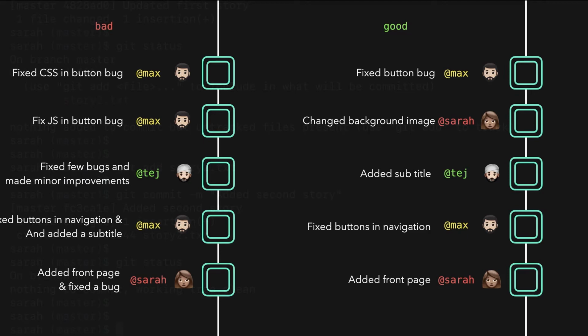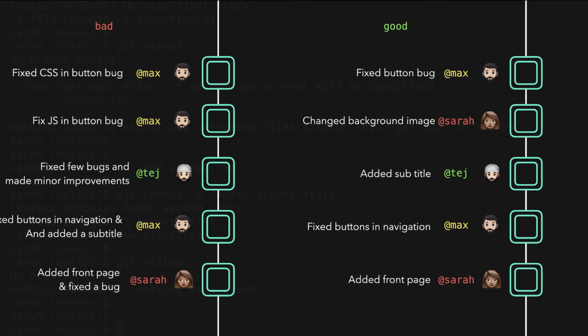Sarah added the front page and also fixed a bug. But what bug? Does it have anything to do with the front page? Max fixed buttons in the navigation bar and also added a subtitle. The buttons in the navigation bar and the subtitle have nothing to do with each other, so they shouldn't be part of the same commit. Tej fixed a few bugs and made minor improvements. What bugs and what improvements?